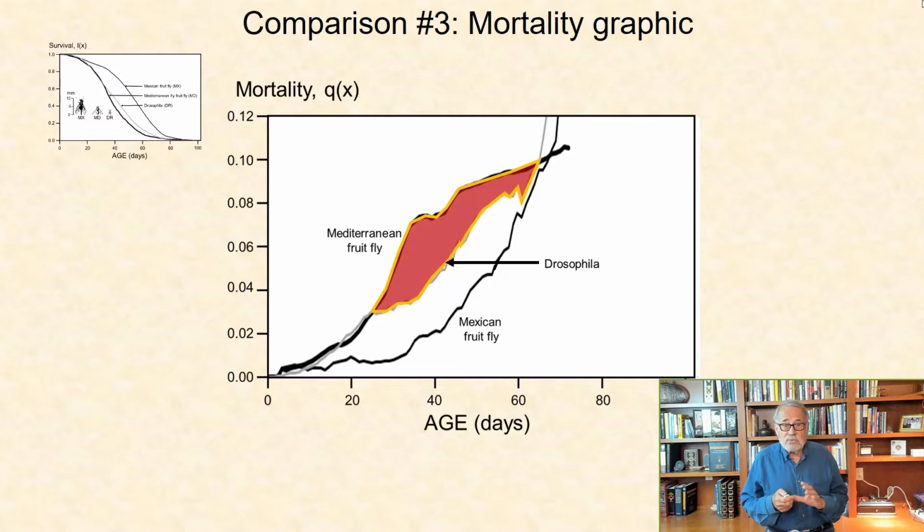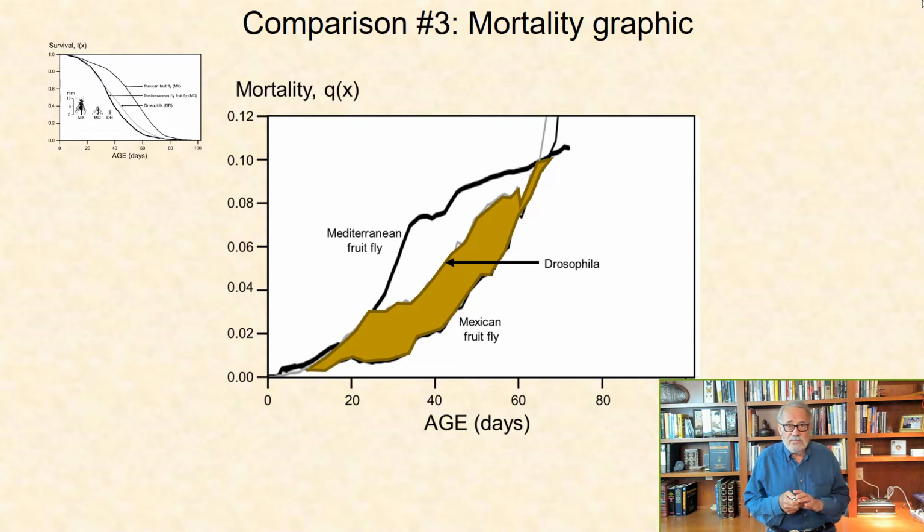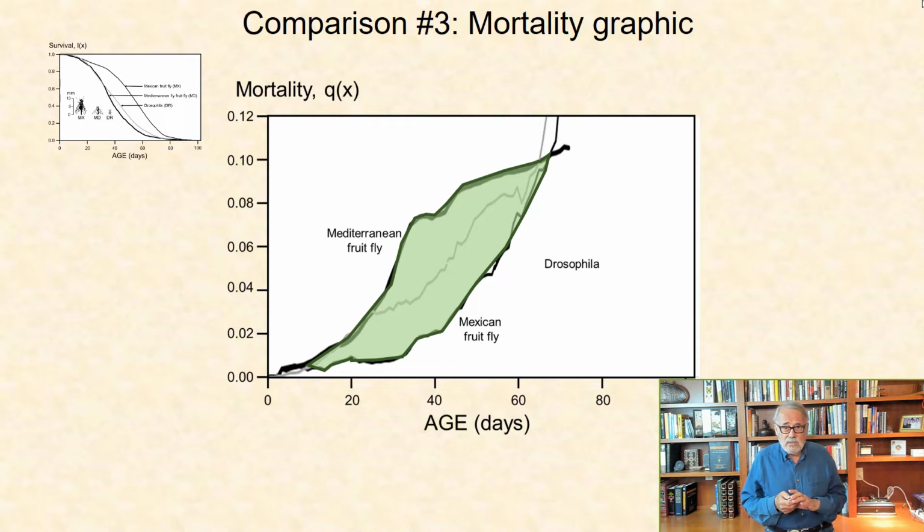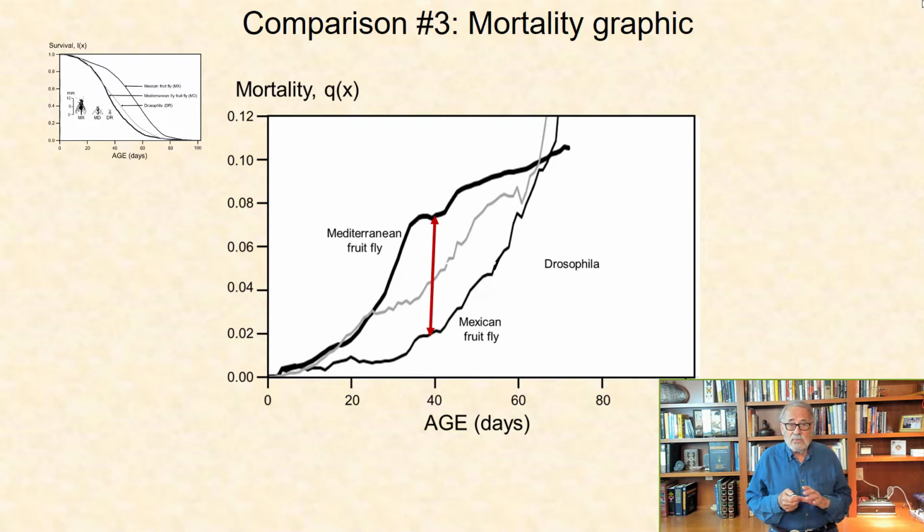Comparison of mortality in Drosophila and the Mexican fruit fly reveals that their schedules diverge substantially at the very early ages, with Drosophila being at a substantially higher rate than the Mexican fruit fly for nearly 2 months. And finally, the large difference between the Mediterranean fruit fly and the Mexican fruit fly is shown here, with, for example, mortality at 40 days for the Mexican fruit fly at roughly 2% daily, but over 7% daily for the Mediterranean fruit fly.